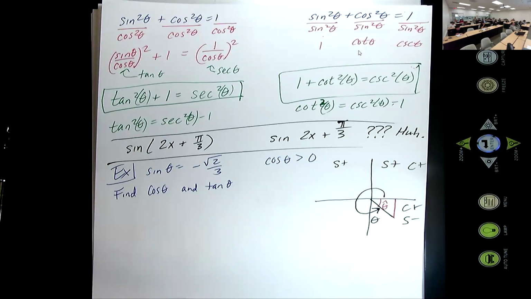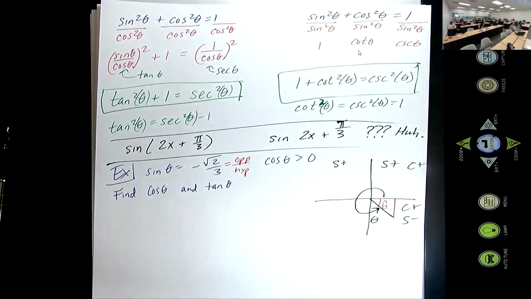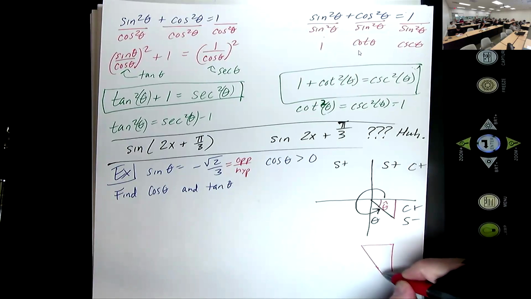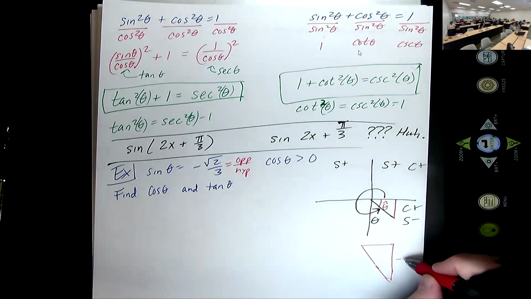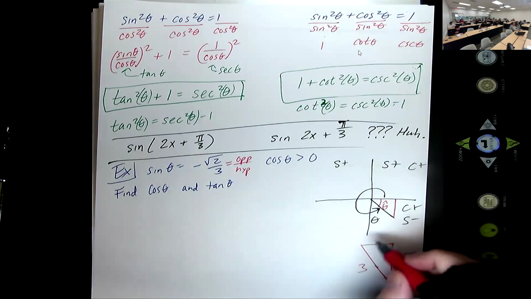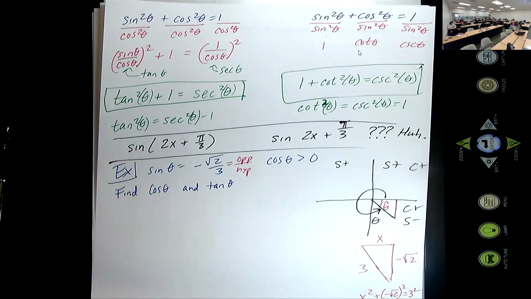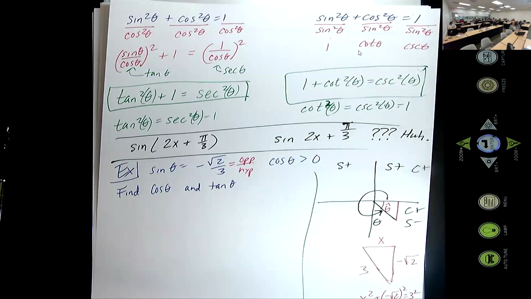And sine theta is opposite over hypotenuse. So if I draw that triangle a little bit bigger, I could say this is negative square root of 2, and this is 3. We did this a while ago. This is x, and we can find it with x squared plus y squared, which is negative square root of 2 squared, equals 3 squared. We can find x, and then fill out what we need. That's one option.